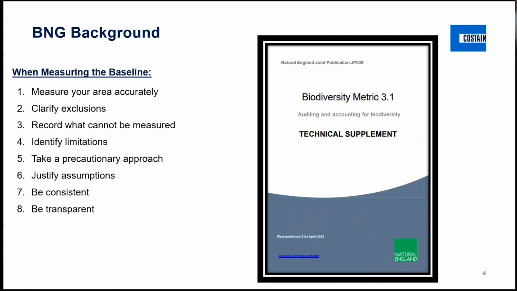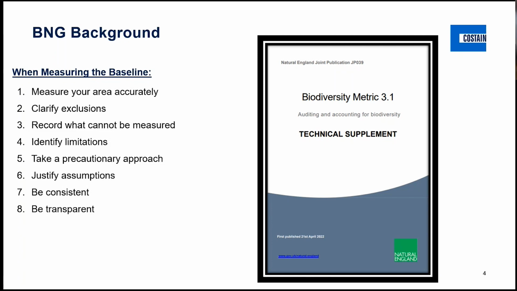So when we're calculating the baseline, there are a number of measures in place to make sure that we are adhering to good practice. So these are that the area has to be measured accurately and in hectares. We need to clarify any exclusions, so if there's any habitats that are irreplaceable or any designated sites within our development site. We need to record anything that can't be measured. So features such as corridors, they might not have a high biodiversity value in themselves, but they provide connectivity between habitats. So they're really important to record. Also, urban features that might be part of habitat restoration, such as green roofs and living walls, can't necessarily be fed into this tool, but it's important to note that they're there.